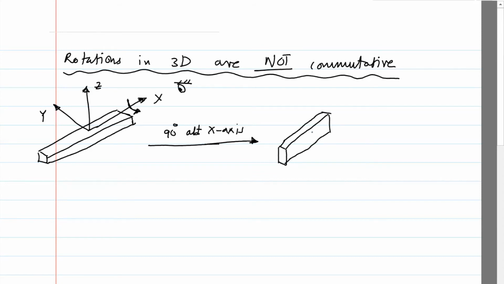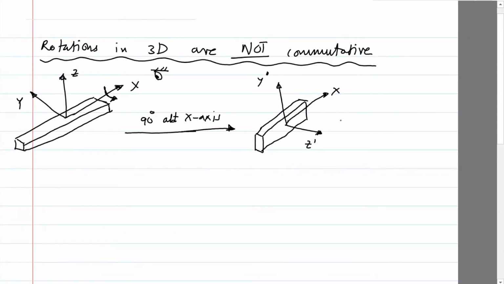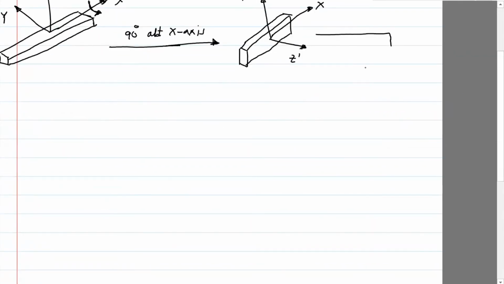Okay, and since x is the axis about which I rotate, the x-axis won't change, it will remain the same. But there'll be a new z-axis, called z prime, and there'll be a new y-axis which will be upward. So y was to the left, it went up, and z was up, it went to the right, as you can see. Okay, so that's 90 degrees about the x-axis. Now let's rotate by 90 degrees about.